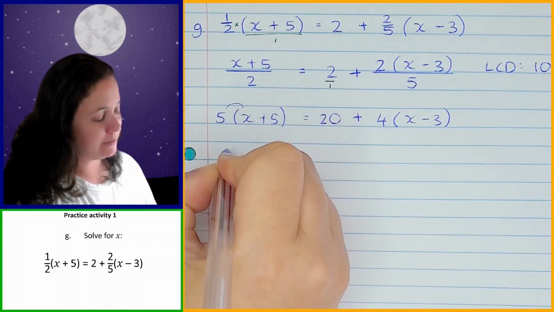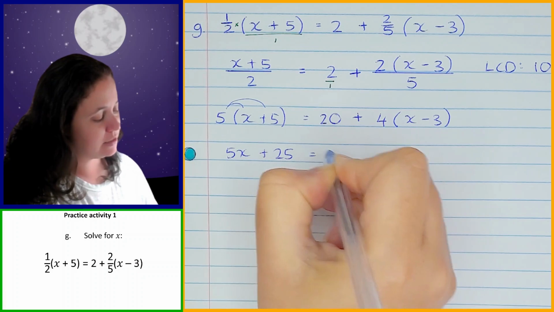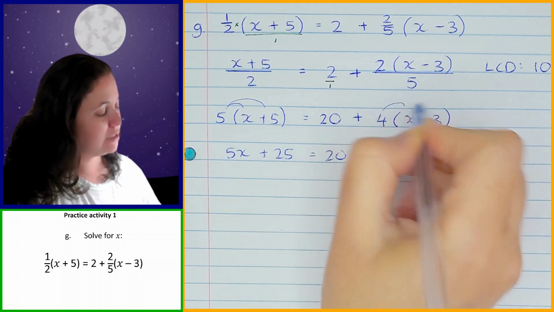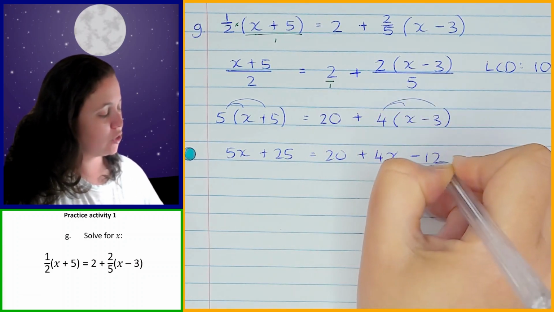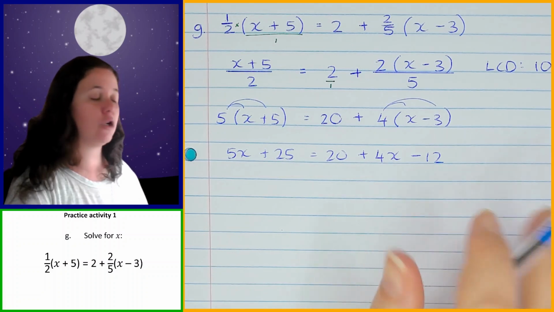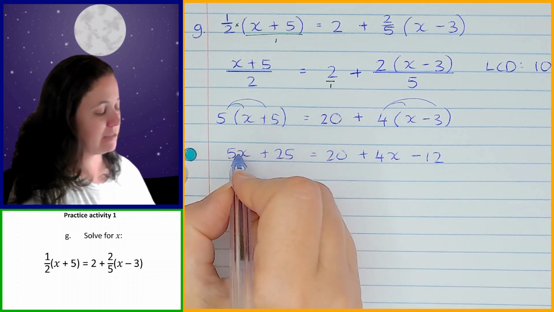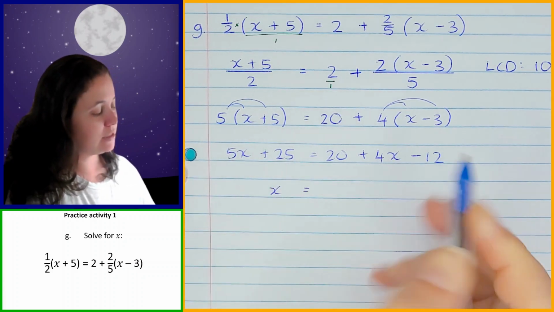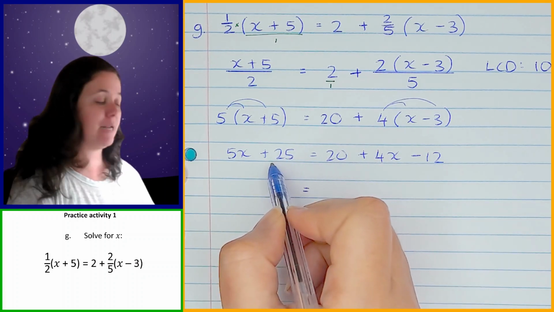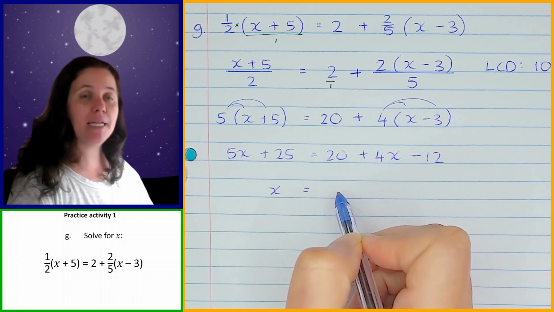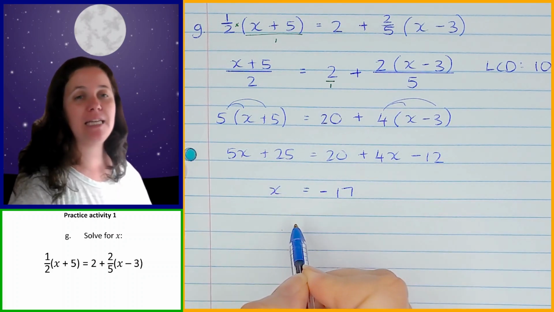So 5 times x is 5x, 5 times 5 is plus 25 equals 20, and then 4 times x is positive 4x, and 4 times negative 3 is minus 12. Okay, so now I've multiplied out my brackets, I can go and solve for x. So I'm going to remove the 4x on the right by subtracting 4x on both sides, so that's 5x minus 4x is x equals, then over here I've got 20 minus 12 is 8. I need to get rid of the 25 on the side by subtracting 25 on both sides. So I've got 8 minus 25. That gives me negative 17. So you should have got that x is negative 17 for that question.